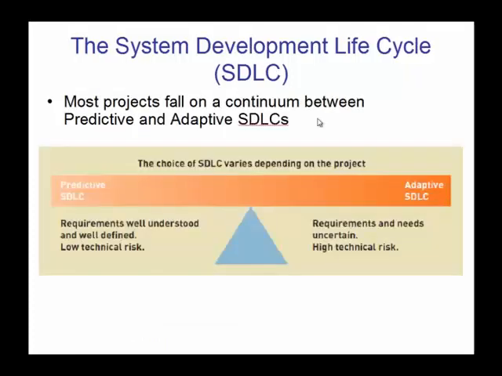In practice, most projects fall somewhere on a continuum between needing a predictive and an adaptive SDLC. For example, this figure shows a balancing beam with, on one side, predictive SDLCs. Requirements are well understood, very well defined, there's low technical risk. At the extreme, the project can be completely planned out in advance without any concern about needed changes.